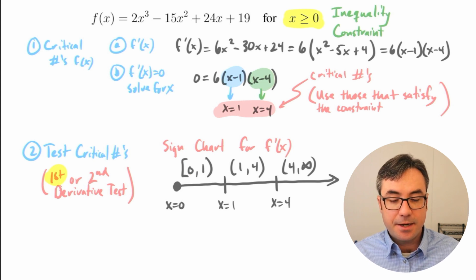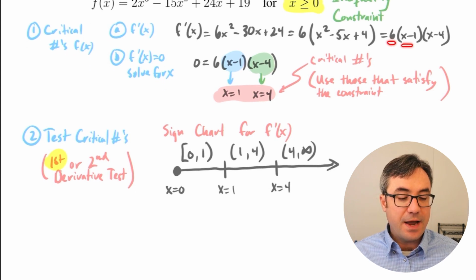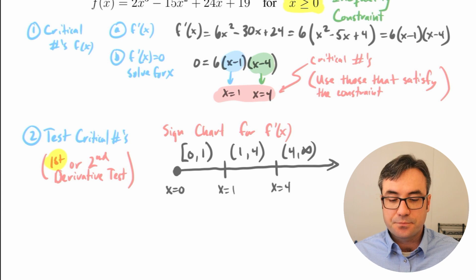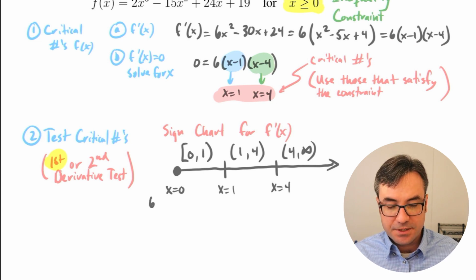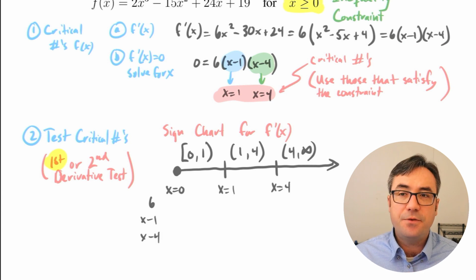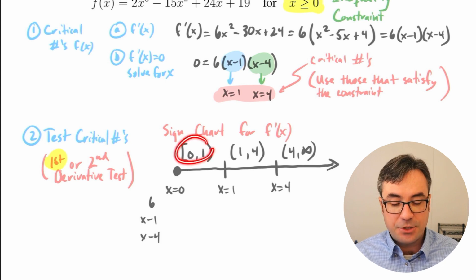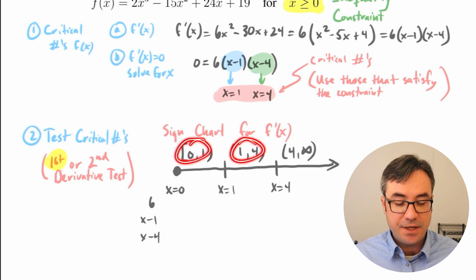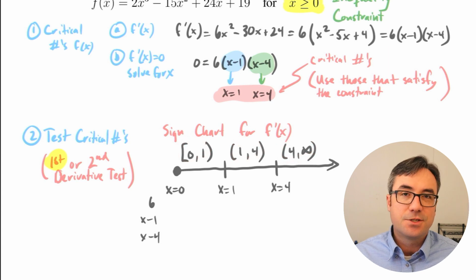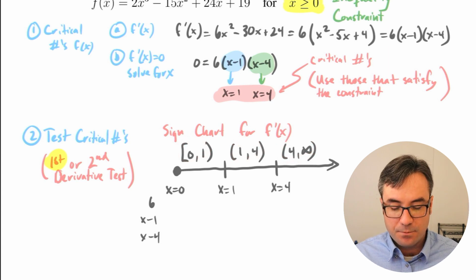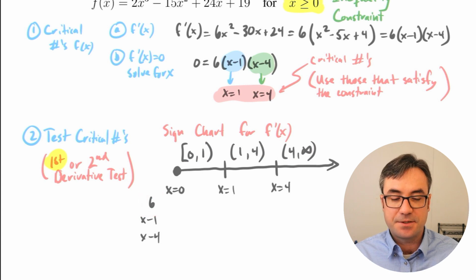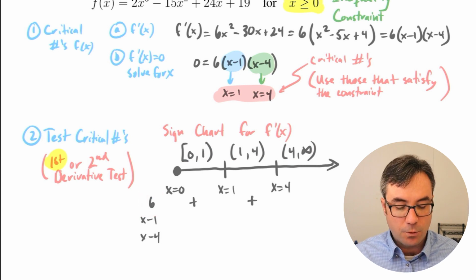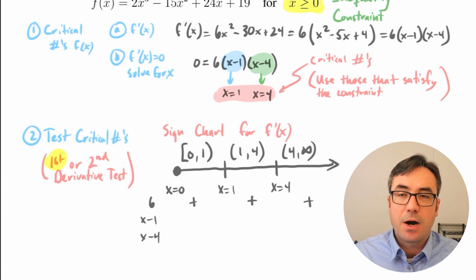And when I do this, I want to use all the factors of f prime. So I'm going to write a row for 6, for x minus 1, and then for x minus 4. And I want to figure out, well, what is the sign of each of these factors on each of these intervals here. So let's first start with the easy one, 6. 6 is always positive. So we could go right across the row there and mark all those as positive.